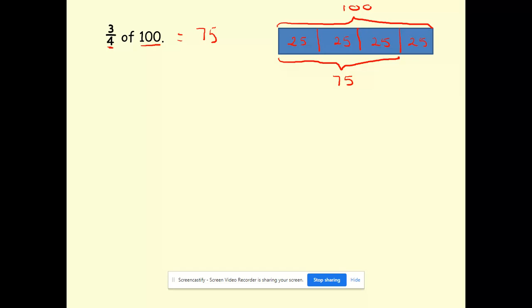Okay, let's have a look at another one. Now this time I'm going to look at a fifth of 25. So again, I'm going to start with my bar model. How many parts do I need to split it into this time? Well, it's telling me a fifth, so it's split into 5 parts. That's what this denominator here is telling me. Split into 5 parts. So let's split this into 5 parts. 1, 2, 3, 4, 5.